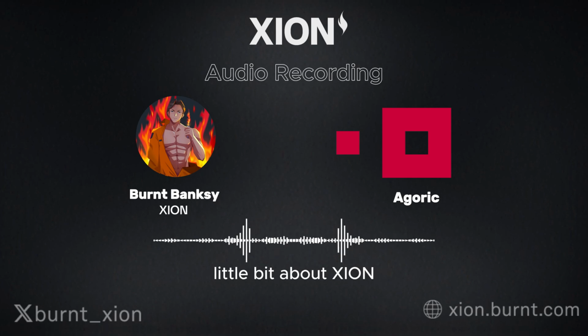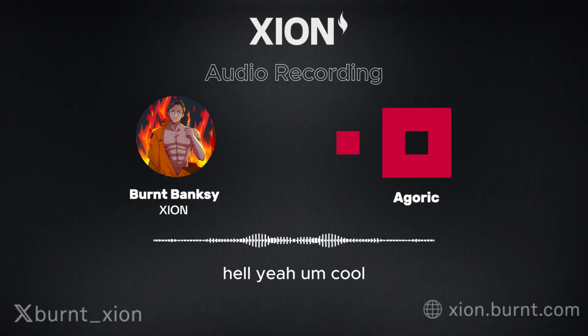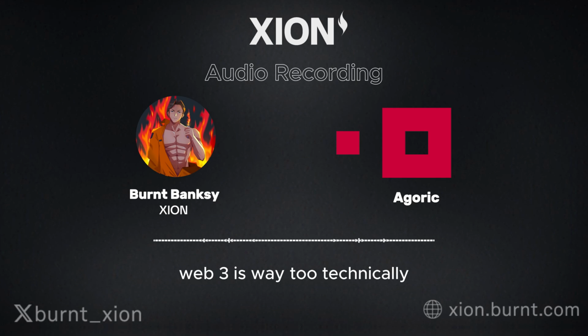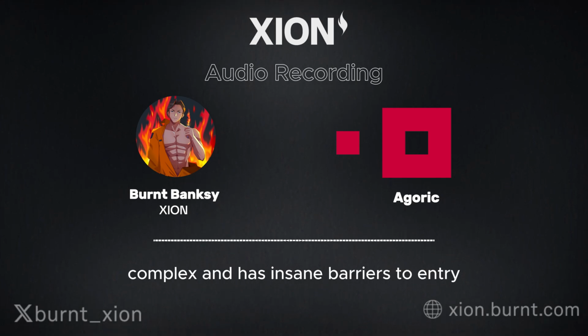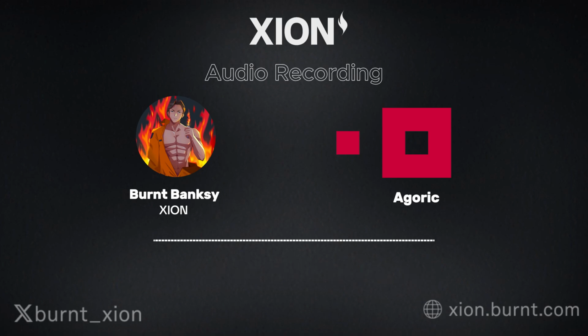Tell us a little bit about XION and why you think chain abstraction is so important. Hell yeah. Cool. XION obviously working as one of the key players in the chain abstraction space along with Agoric. And I think it's the only way that we reach mainstream adoption. I think Web3 is way too technically complex and has insane barriers to entry. And I think the only way to actually reach users is to go to them.